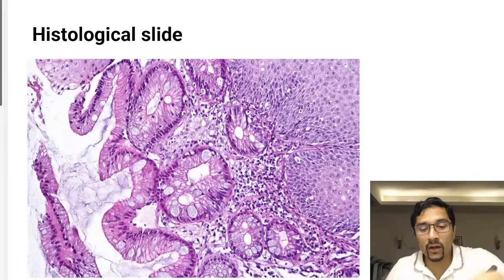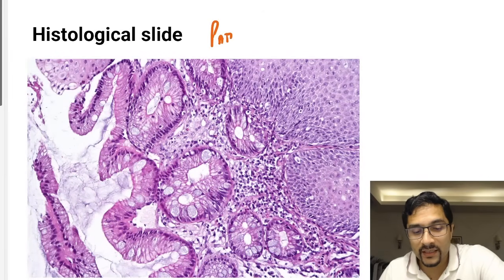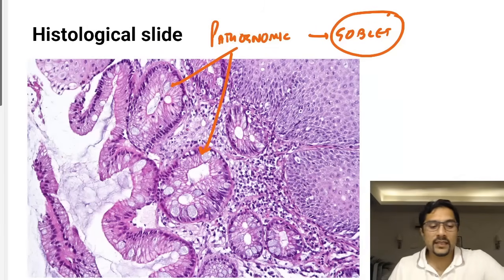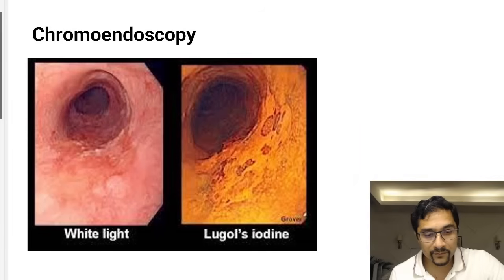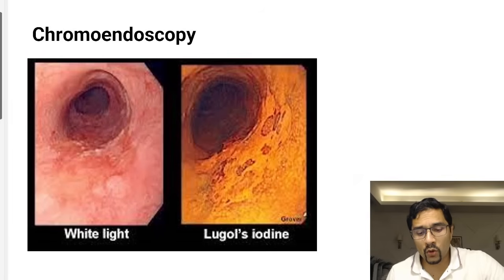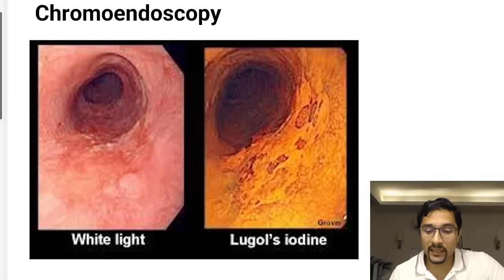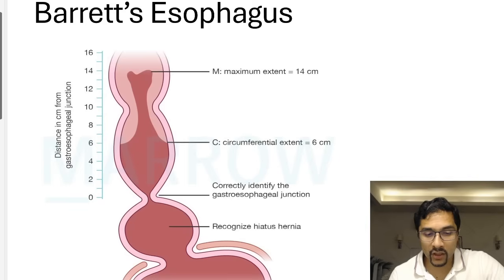The pathognomonic finding for Barrett's esophagus, this has also been asked in the exam. The presence of these cells, these are known as goblet cells, right? This is the pathognomonic finding in Barrett's esophagus. We can even do chromoendoscopy to confirm the diagnosis, and we can use methylene blue in patients to confirm whether there is Barrett's or not.